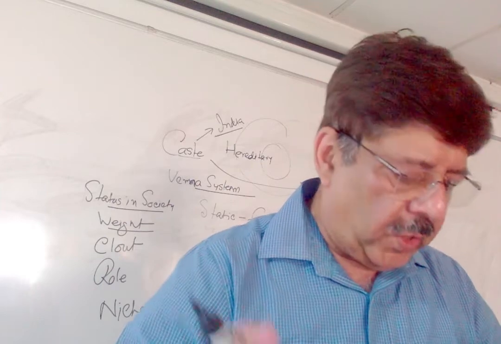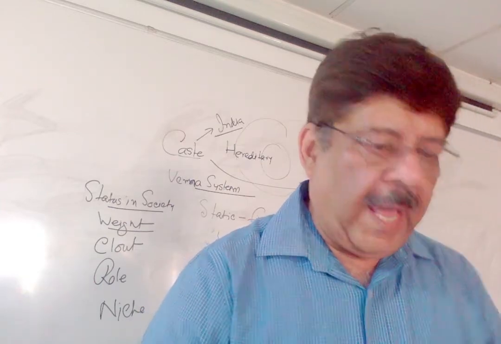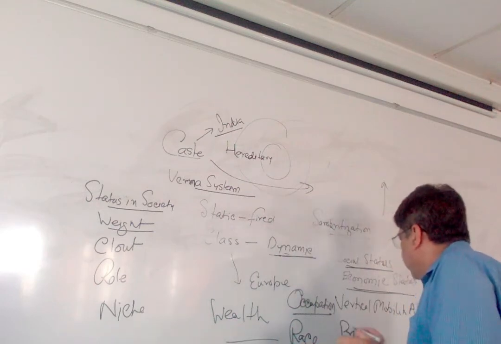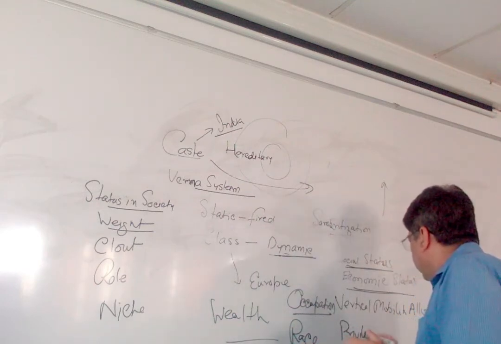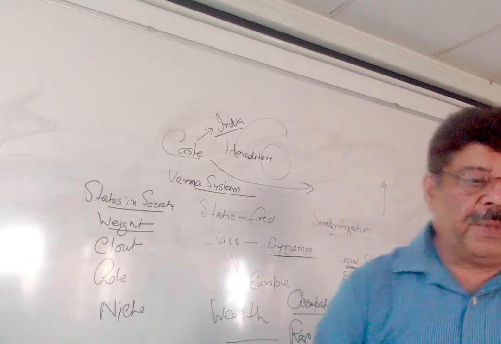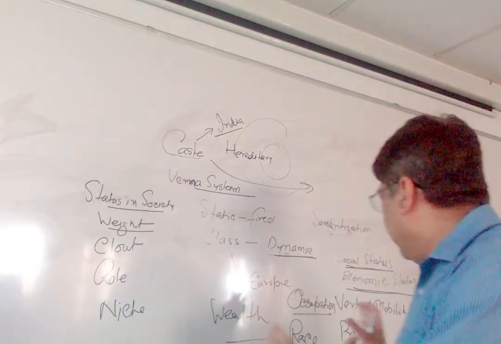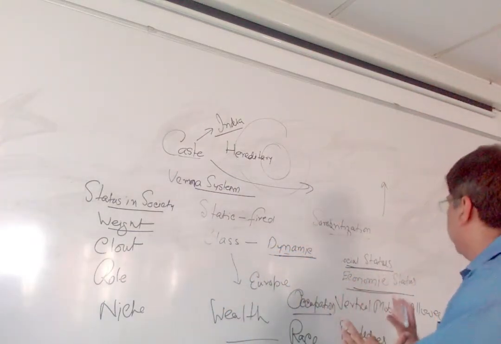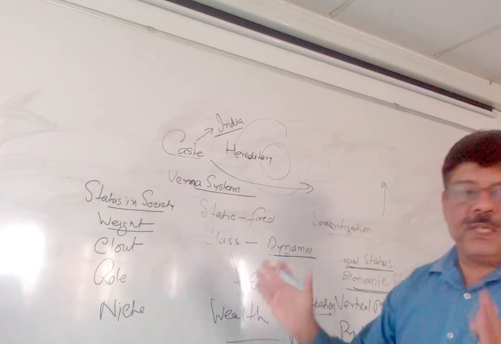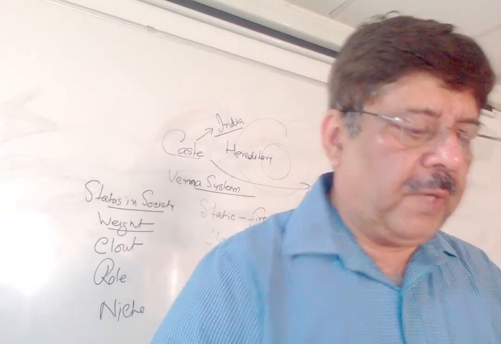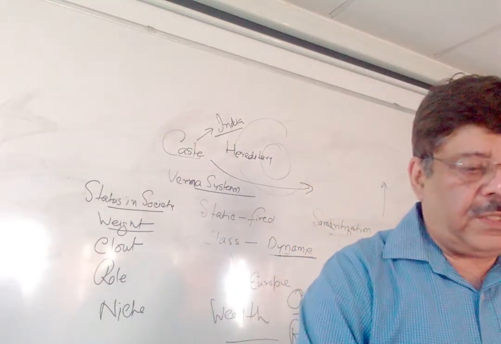Class also depends on race and some privileges. Some privileges are there for some people. So privilege, wealth, occupation, economic status, and social status decide your class.